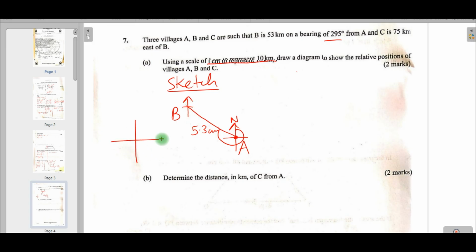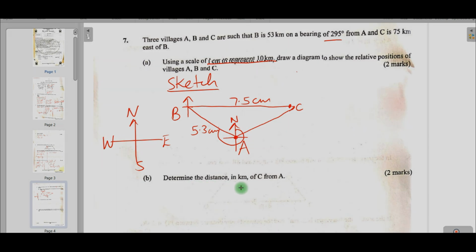So using the compass, north, east, west, south. C is east of B, and therefore consider it somewhere there, which will be 75 kilometer, but 1 centimeter represents 10 kilometers, so 75 divided by 10, so we have 7.5 centimeter. That's what we shall use in our scale drawing, and then we shall be able to join A to C, and therefore after that we shall be able to answer the questions that follow.